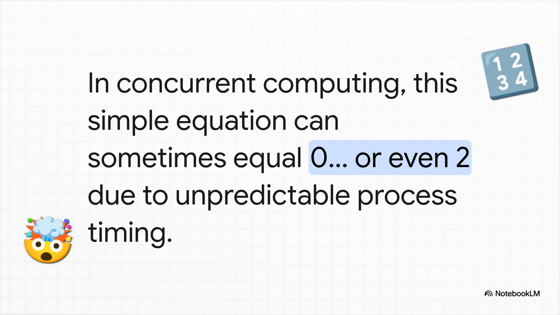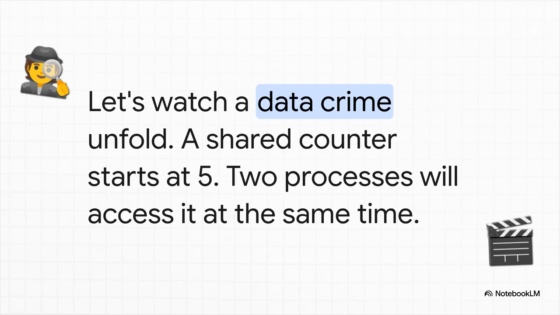To see how, we're going to need to put on our detective hats and investigate a digital crime scene. So here's the scene. We have a shared number, a counter, and it starts at 5. And we have 2 suspects, or processes. One is a producer, whose only job is to add 1 to the counter. The other is a consumer, who subtracts 1. Now, if you do 1 addition and 1 subtraction, you should end up right back where you started, at 5. But let's see what happens when they get their wires crossed.